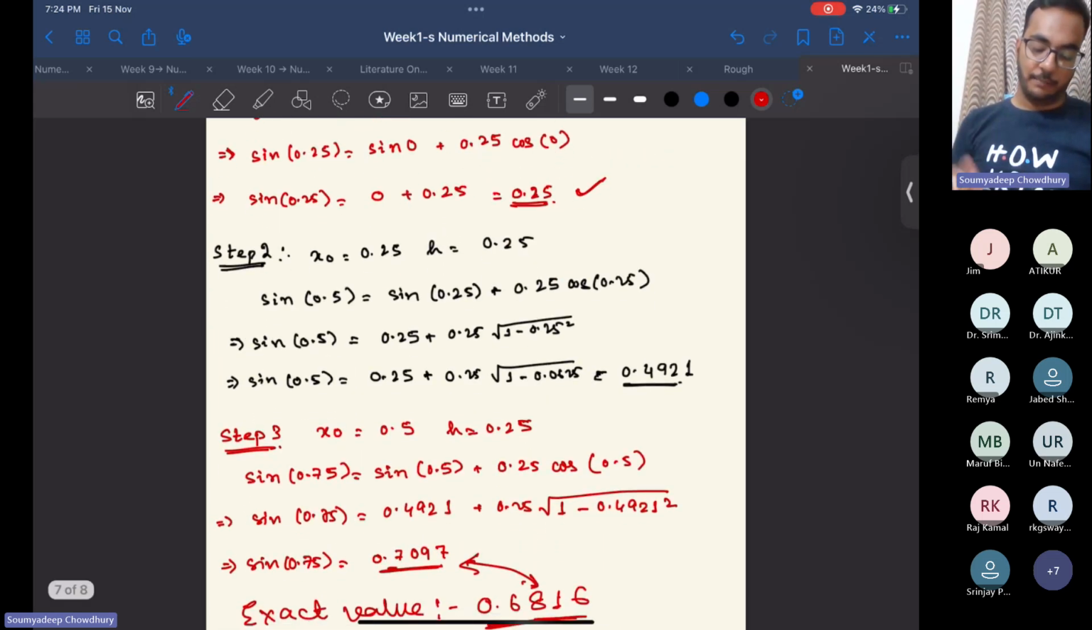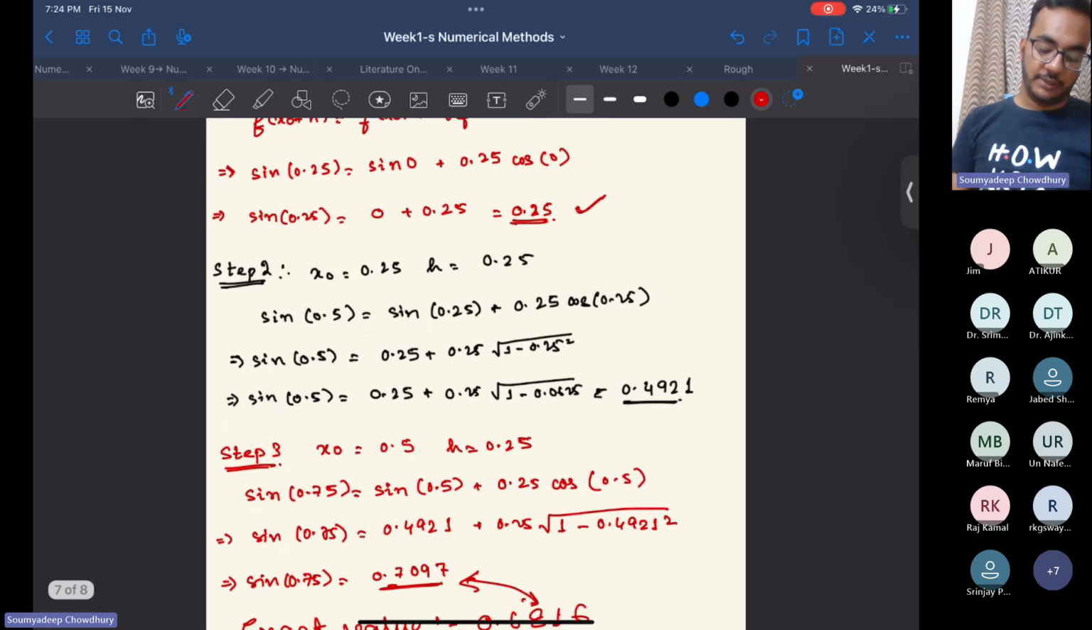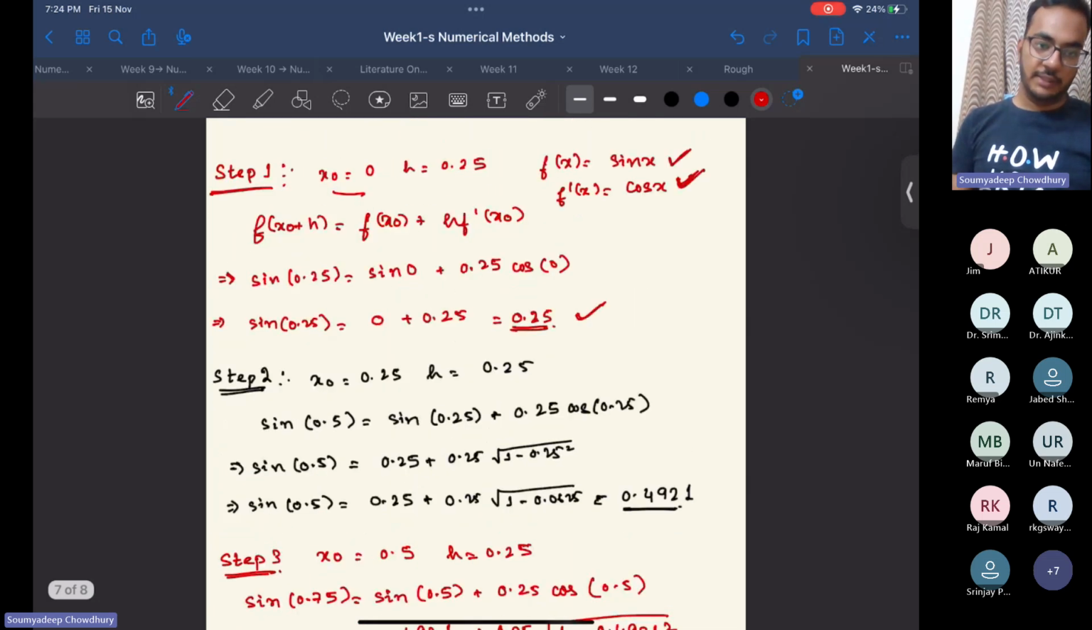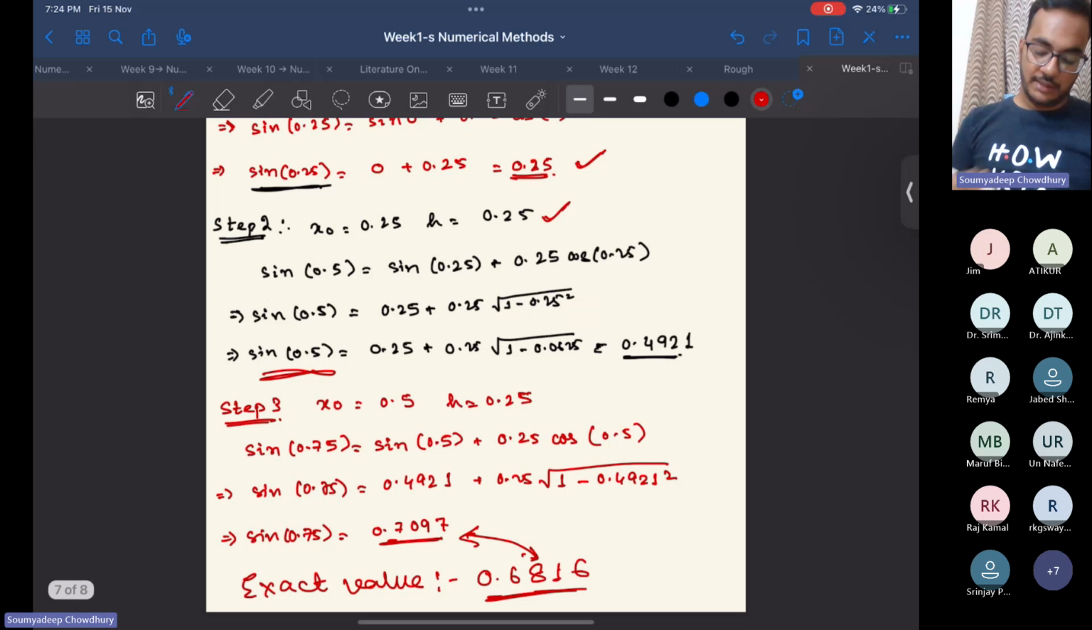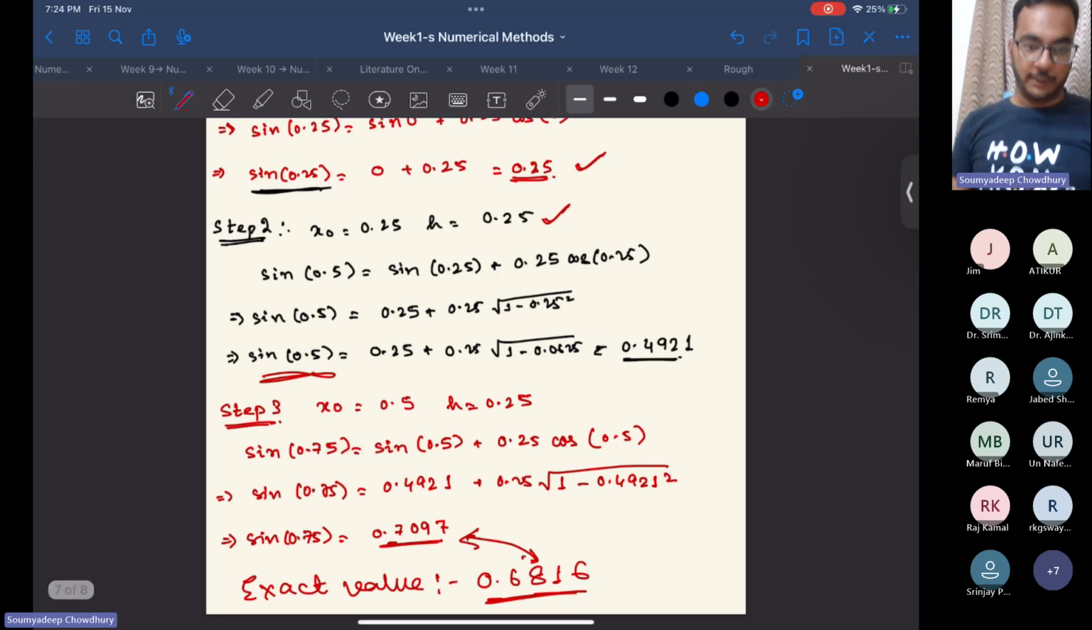Then we move to the second step. In the second step, x naught was 0 in the first step, so it is 0 plus h in the next step, so it is 0.25, and h is 0.25. In the first step we found sine of 0.25, in the second step we find sine of 0.5. Step 3, x naught is 0.5 and h is 0.25. So x naught plus h is 0.75, so we are finding sine 0.75 here, which is 0.7097.